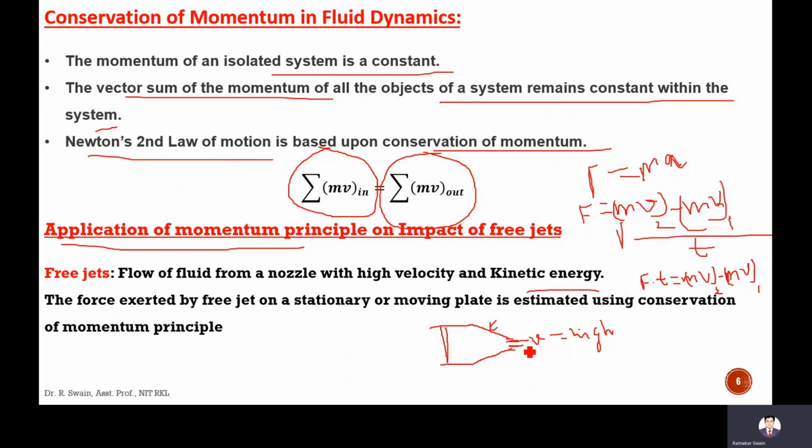This is called a jet, means flow jet. The force exerted by a free jet on a stationary or a moving plate is estimated using the conservation of momentum principle. If there is a jet here and a plate here, the impact of this free jet on this plate can be estimated. This plate can be stationary or moving, and the jet can be normal to the plate or inclined. Next we'll discuss the force by the jet on this plate.